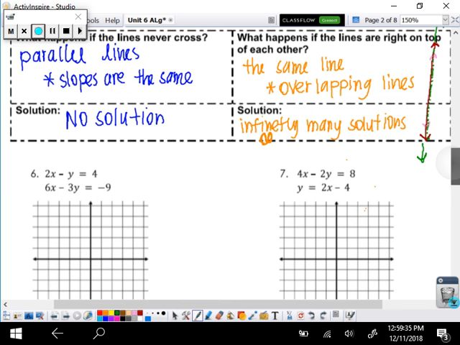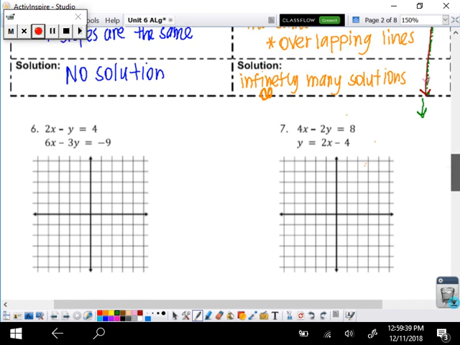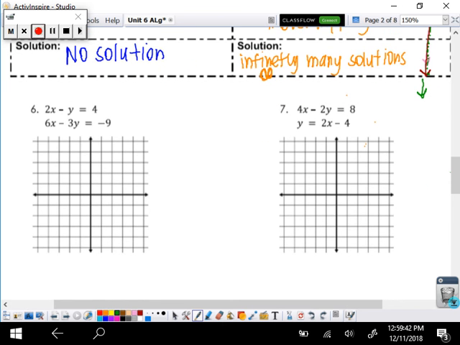Okay, so I'm guessing, let's graph these two. We'll probably have an example of no solution and an example of infinitely many solutions. So looking at 6, I'm going to use the cover-up method. So we would have 2x equals 4, which leaves us with x equals 2. And then we'd have negative y equals 4, so y equals negative 4. I'm going to graph that guy.